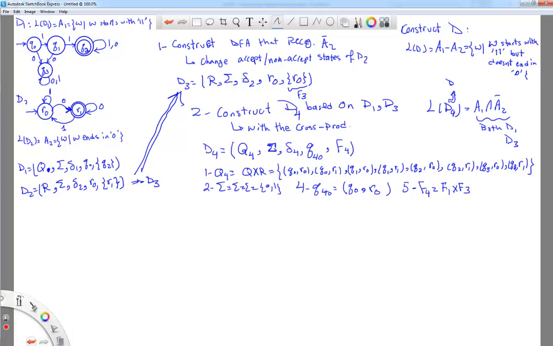Just draw this with a different color. So this is F sub 3, the set of accept states that accepts the complement, and Q sub 2 is F sub 1, the accept states of the first machine. So this is going to be the set Q sub 2, comma R sub 0. So this is going to be the set of accept states of the machine that recognizes A sub 1 intersect A sub 2 complement.